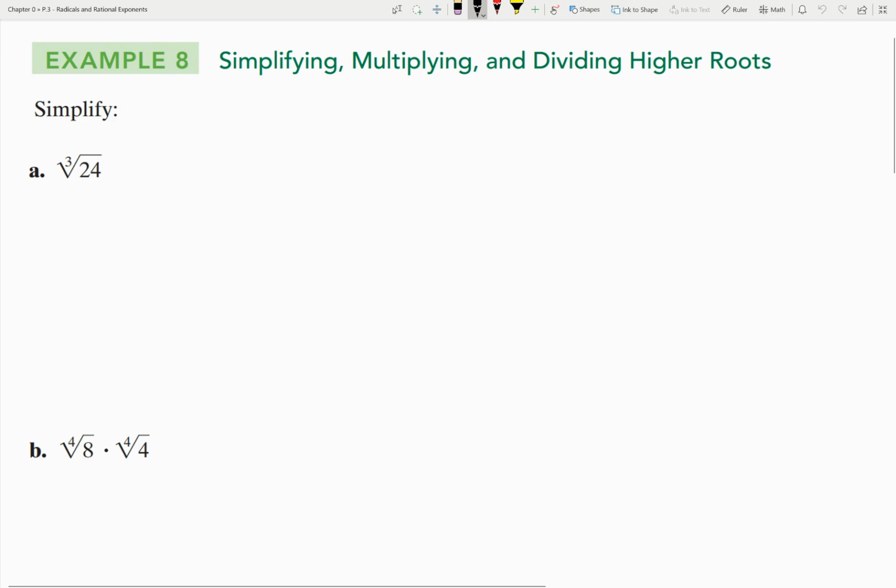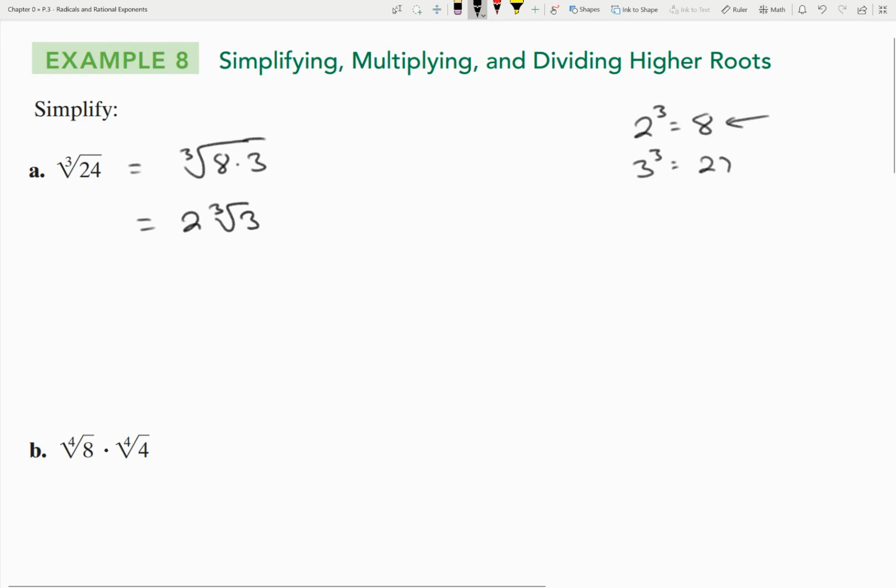And the way I can start to do that is I can say, okay, well, 2 to the third is 8. Okay, 3 to the third is 27. That's already too big. So what's the biggest perfect cube that goes into 24? It's 8. Okay, happens to be 8 times 3. Okay, cube root of 8 is 2. So it's 2 cube root 3.